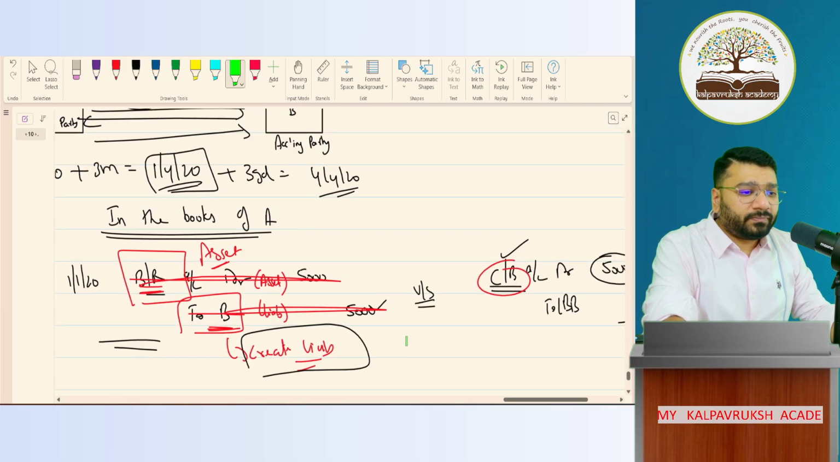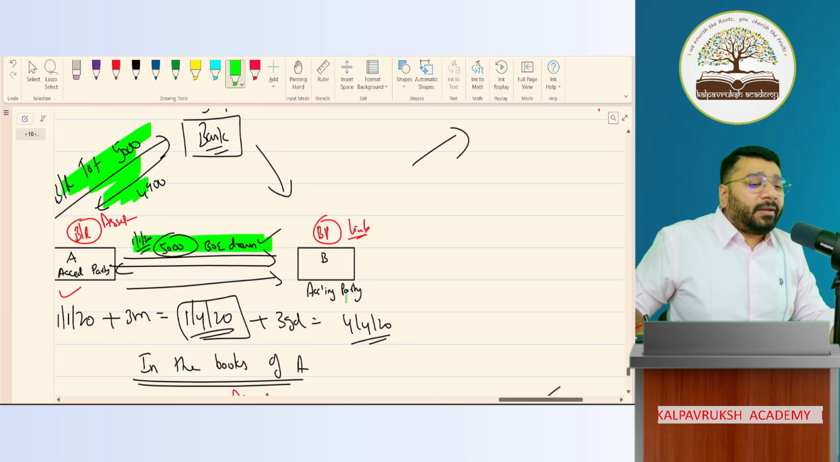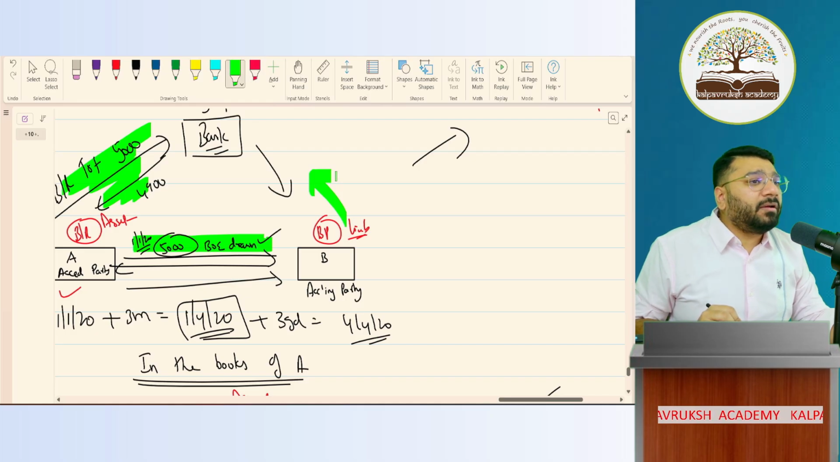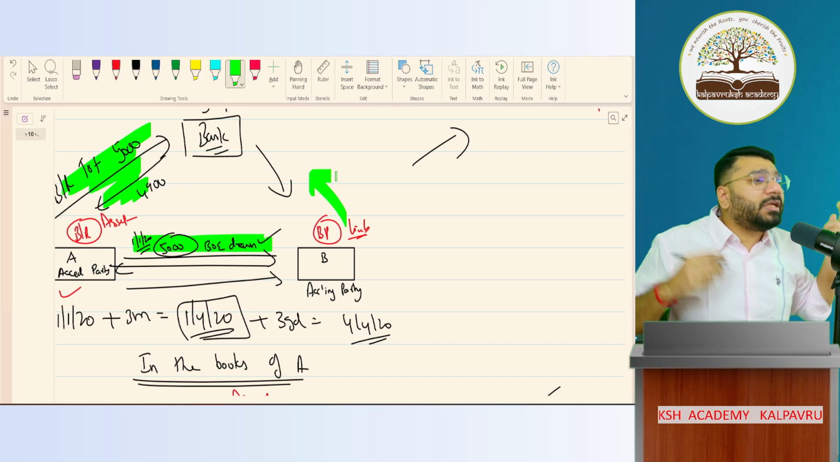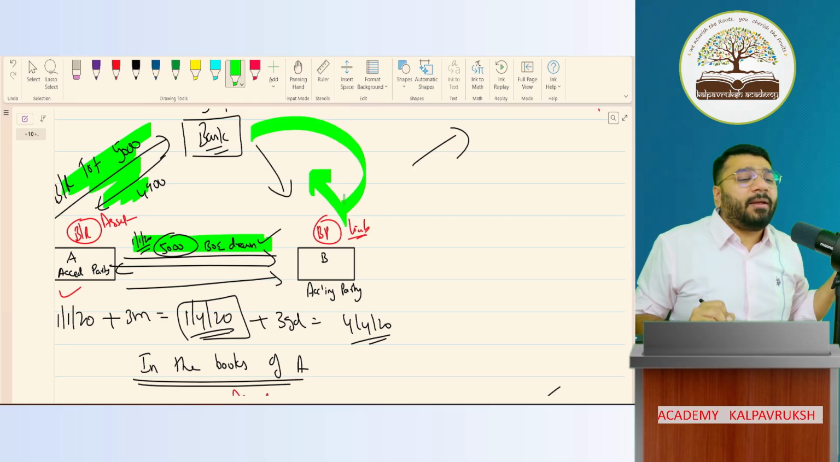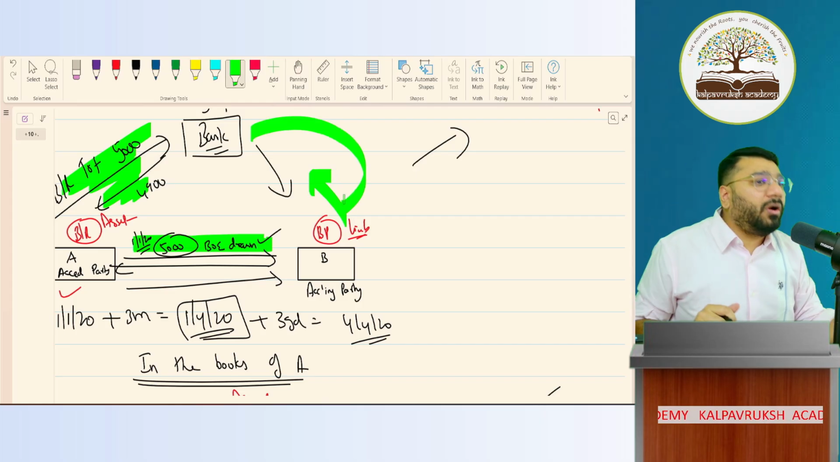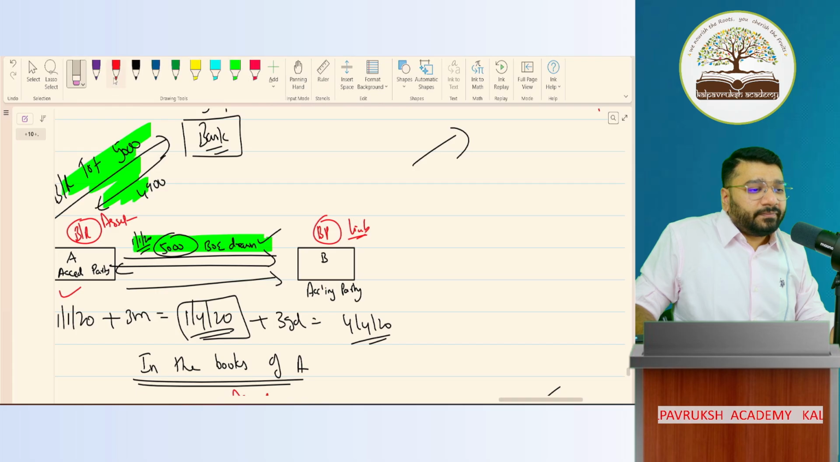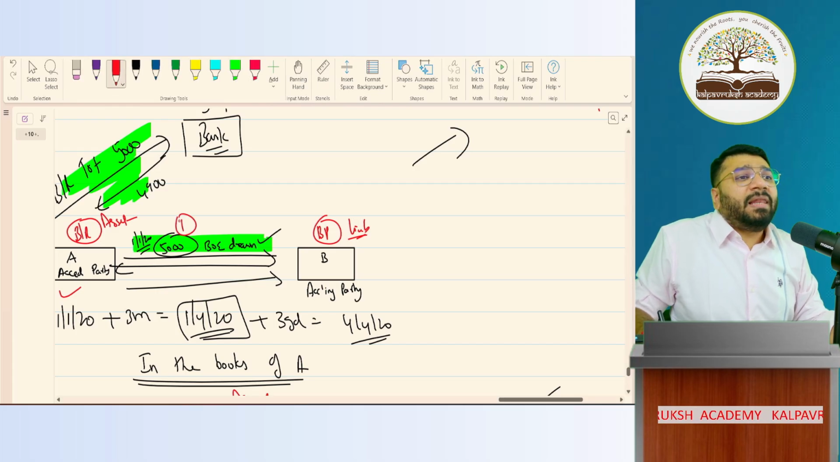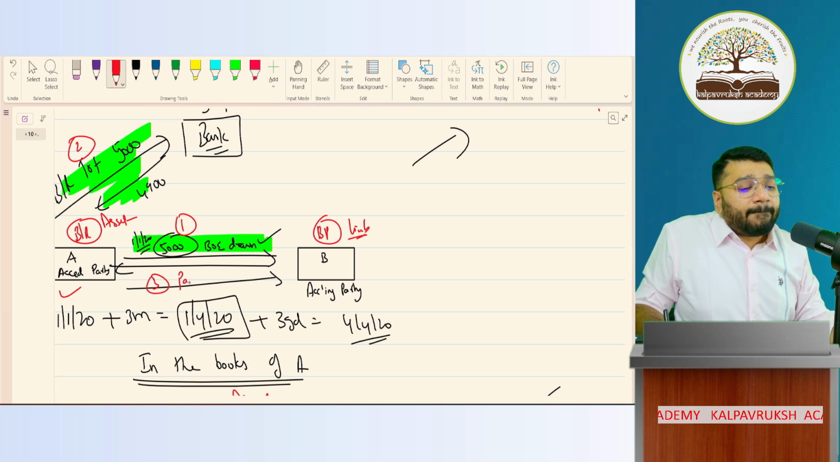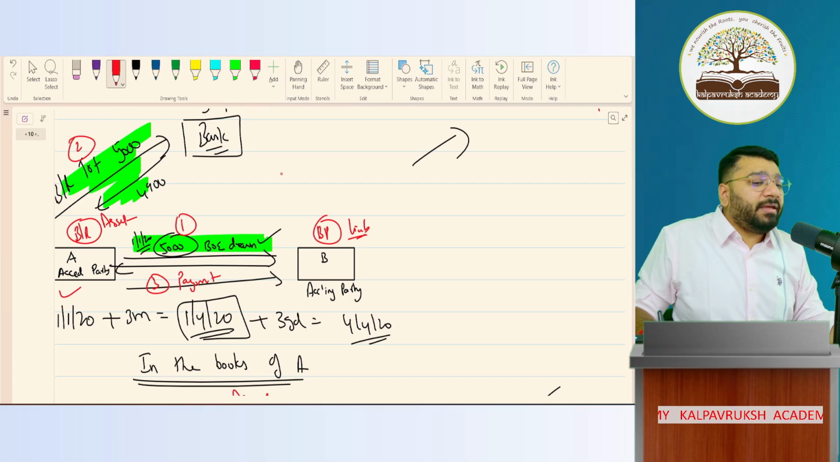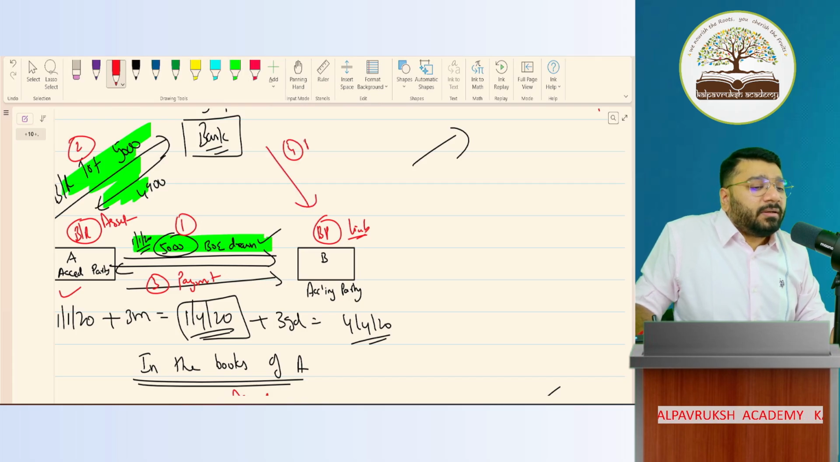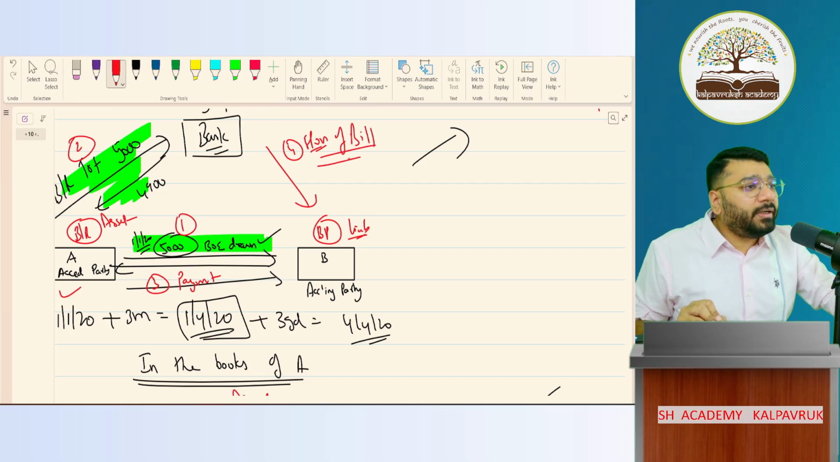Okay. Now, on the maturity date, B is making the payment to the banker. Will A capture that in his books of accounts? Not required, because this transaction is between the banker and B. A will not record. Clear or not clear? So the first transaction is bill acceptance. Second is bill discounting. Third is payment to B. And fourth is honoring of bill. Got it, not got it.